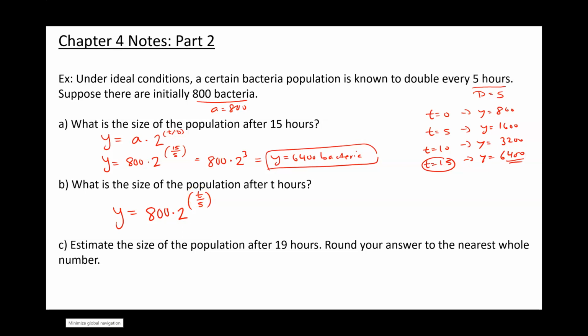And then part C says, estimate the size of the population after 19 hours. So once again, we're going to replace T with 19. So we're going to say y equals 800 times 2 raised to the power of 19 divided by 5. And what I recommend is you put this into a calculator just the way it looks, including the parentheses, and this will give us 11143 bacteria after 19 hours.